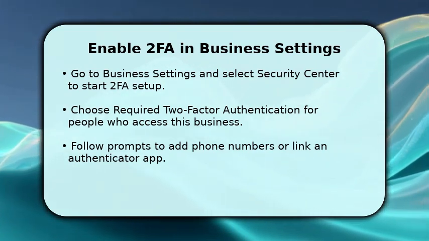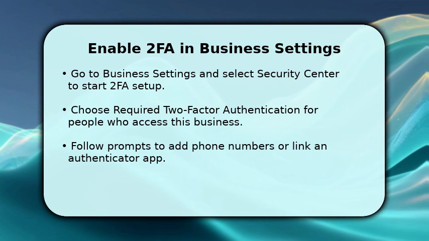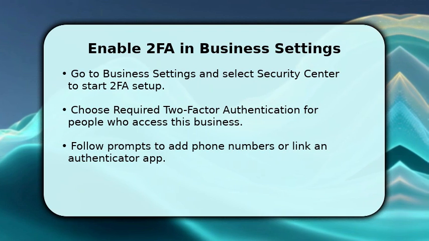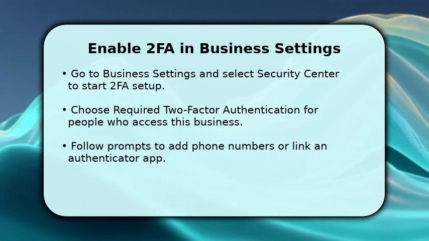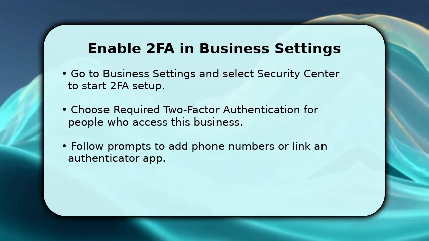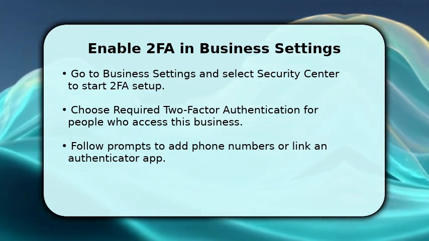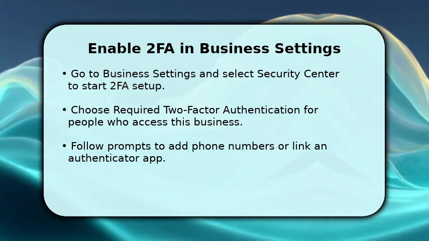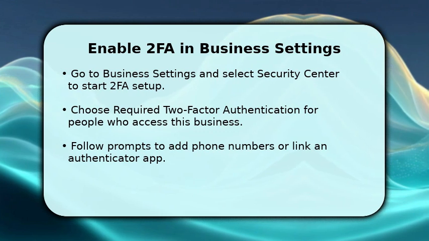Click the option labeled Required Two-Factor Authentication for people who access this business. Choose whether to require 2FA for everyone or only admins and partners. Follow prompts to add phone numbers or link an authenticator app to individual accounts. Ask each team member to complete their own setup within 14 days or as your policy specifies.